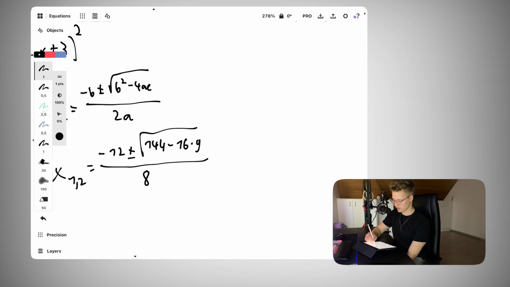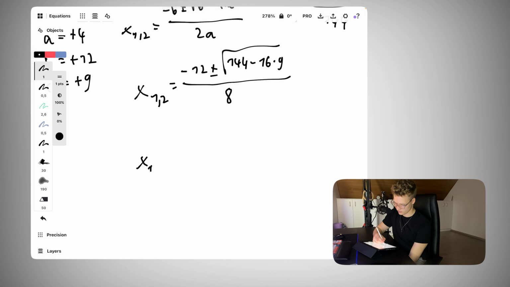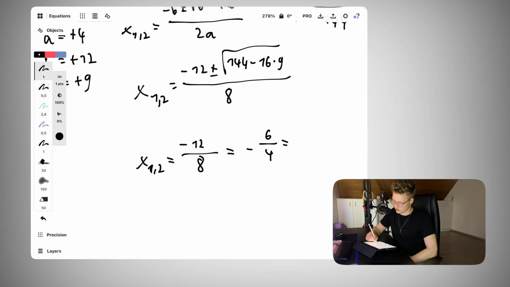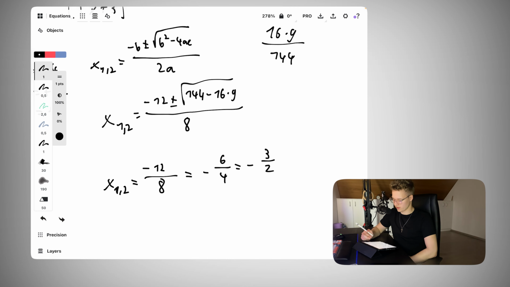And if we multiply 16 by 9, we are going to get, so 10 times 16 is 160, minus 16 should be 144. So this is actually equal to minus 12 plus minus the square root of 0, which is just 0, and this is our solution. So minus 12/8, or if we divide by 2, we have minus 6/4, and this is minus 3/2. Okay, so this is our solution.